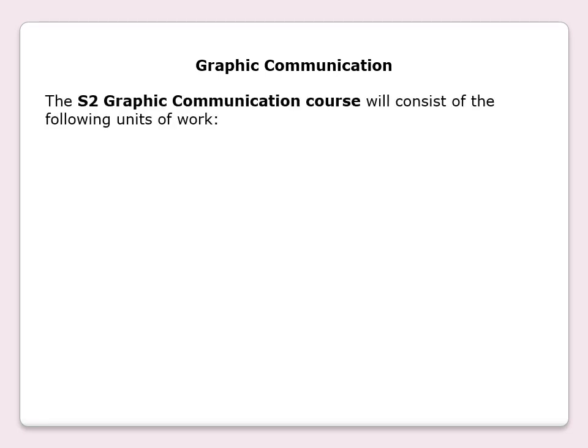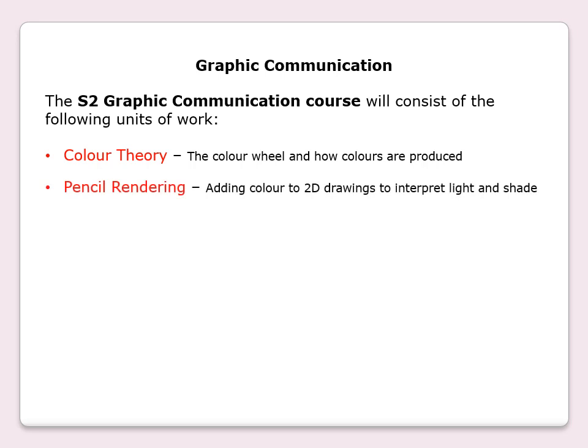To take a little look at each of the subjects in turn, we'll start with graphic communication. The S2 graphic communication course will consist of the following units of work. Colour theory, where we look at the colour wheel and how colours are produced and how they work together. Pencil rendering. This will be looking at adding colour to 2D drawings to try and interpret where light and shade are hitting them.